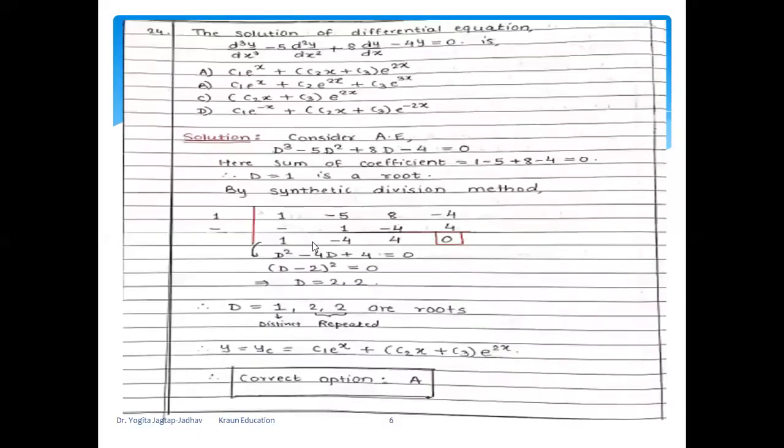Now look at the 24th example. Here again we have a cubic equation, d cube y upon dx cube minus 5 d square y upon dx square plus 8 dy by dx minus 4y equal to 0. To solve it, again we have to consider the auxiliary equation, and it is given by D cube minus 5D square plus 8D minus 4 equal to 0. Here we can observe the sum of coefficients is 1 minus 5 plus 8 minus 4, and that sum equals 0. Therefore, D equal to 1 is a root.